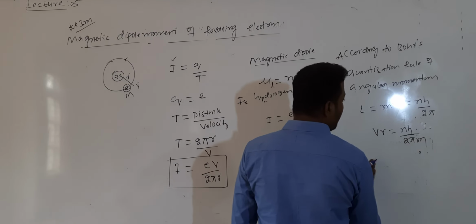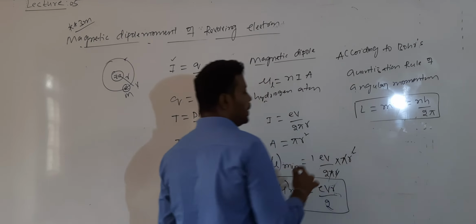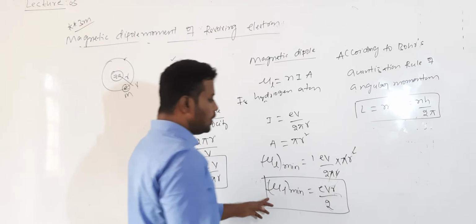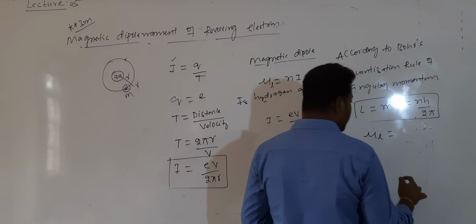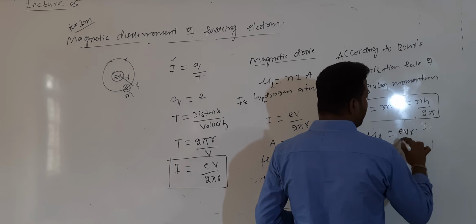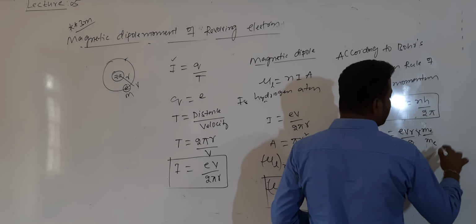Up to here, okay? So L is equal to m v r is equal to n h by 2π. Then mu L value is equal to e v r by 2, which we have now. Can I multiply numerator and denominator with m?